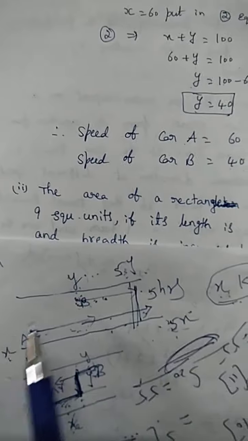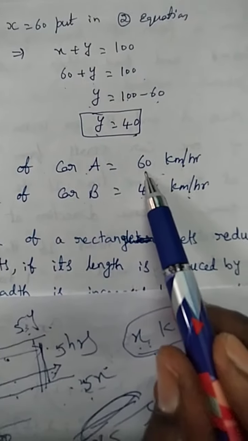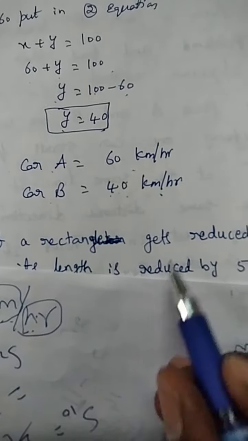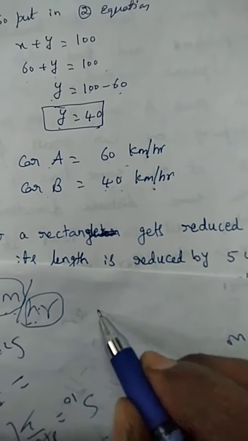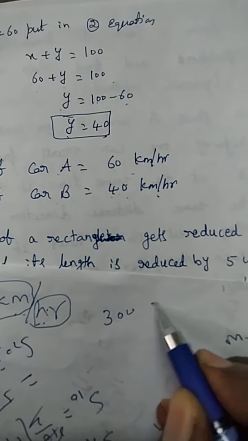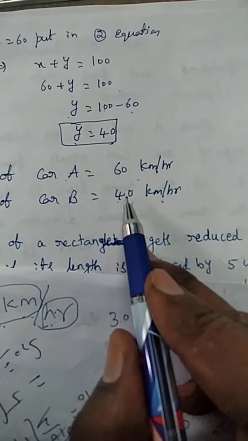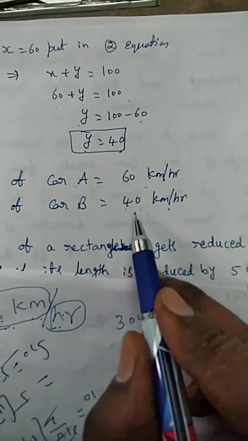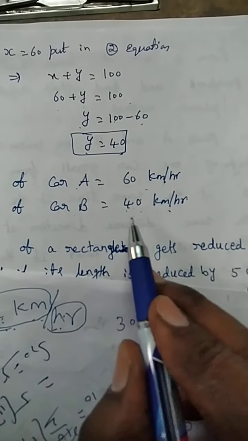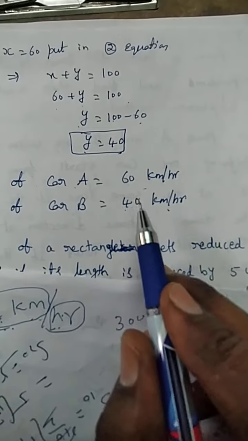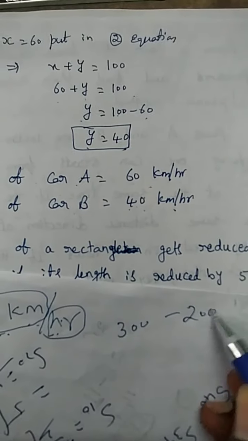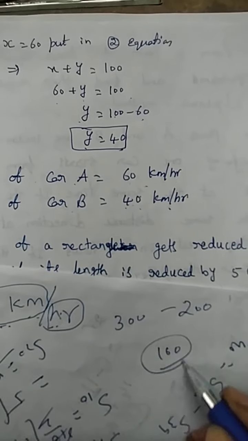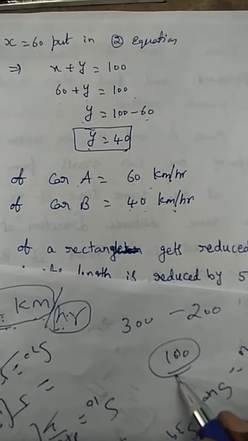As I said, after 5 hours they meet. After 5 hours, how many kilometers will car A travel? After 1 hour, 60 kilometers; in 5 hours, 300 kilometers. Car B travels 40 kilometers in 1 hour, so in 5 hours how many kilometers? 5 4s are 200 kilometers. Then 300 minus 200 is equal to 100 kilometers.